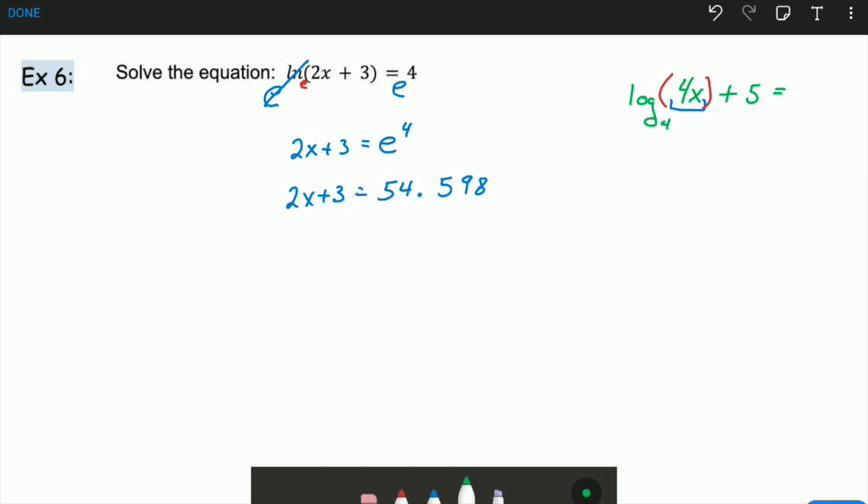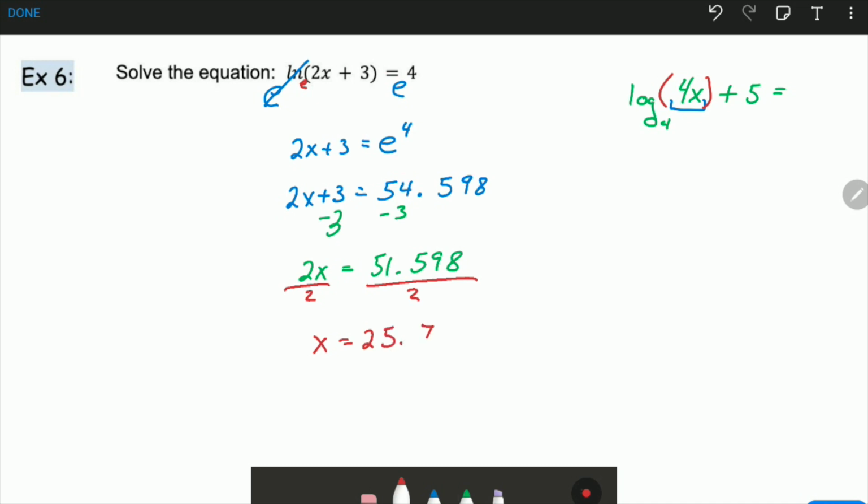And then it's just a matter of solving whatever's left. So we'll subtract 3, get 2x equals 51.598. And then finally, divide both sides by 2. X equals 25.799. And there we go.